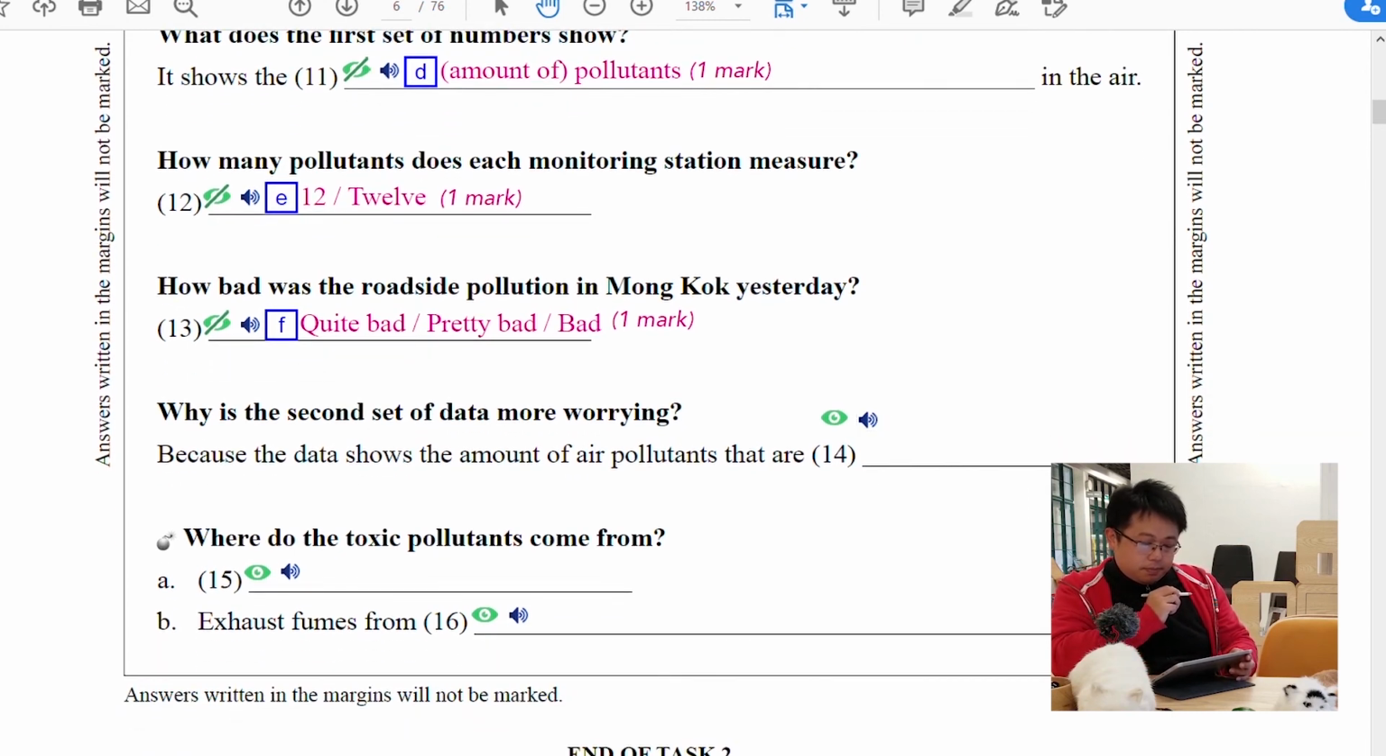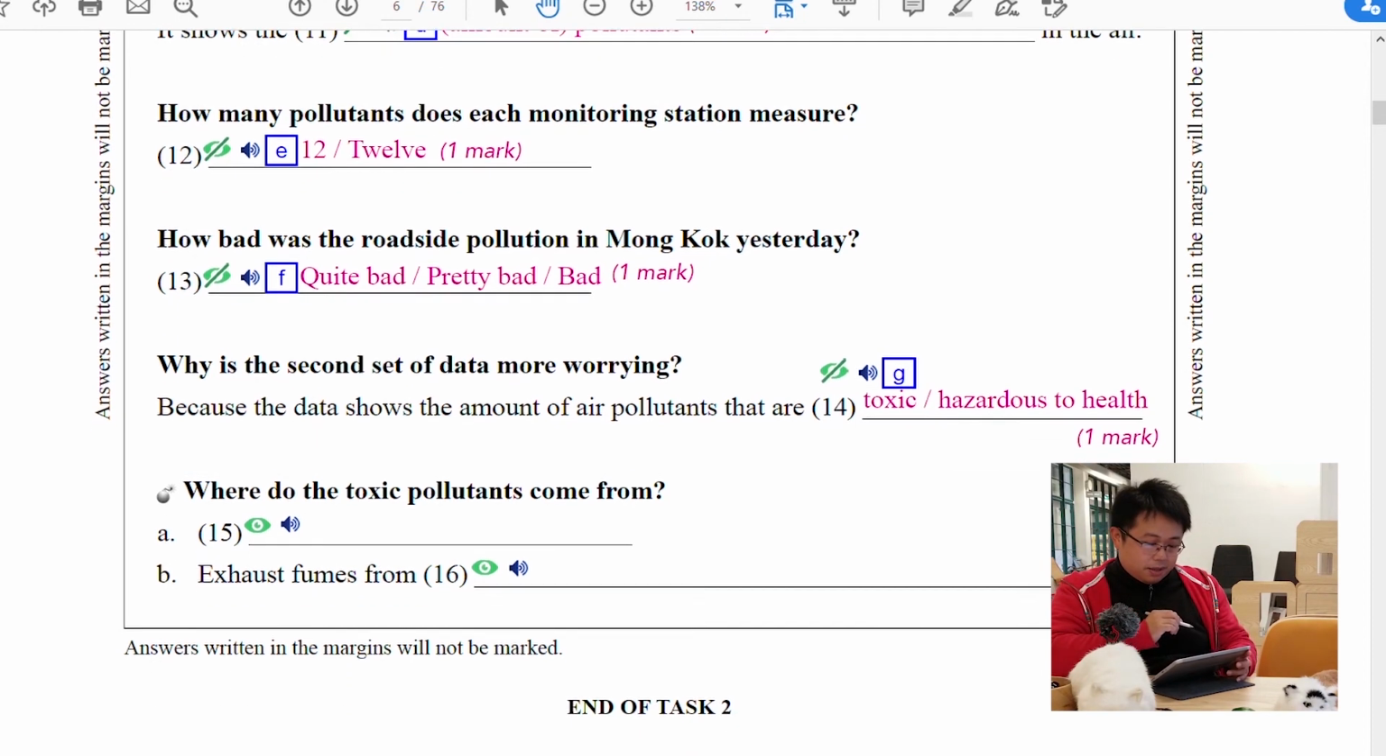For 14: "What's more worrying is this second set of numbers. The second set of numbers measures the group of air pollutants that are toxic, like benzene or formaldehyde." Okay, for the rest, you don't have to listen to that. So the answer is toxic.